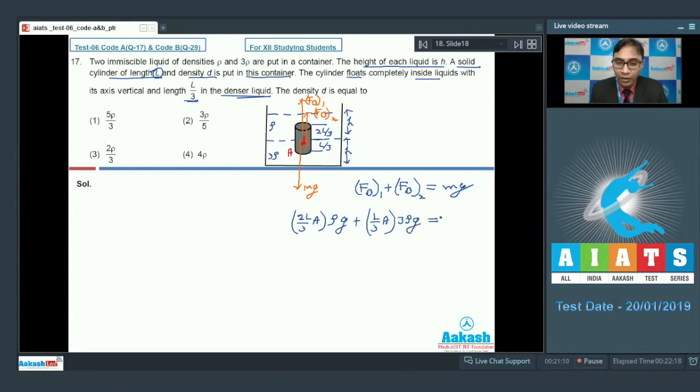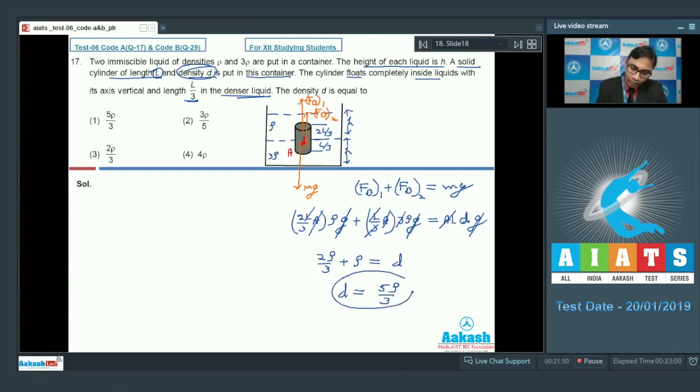And what will be the total weight? The total weight will be total volume into the density of the cylinder into g. The total volume is area into total length, that is AL, and the density is D into g. As you can see, AL will cancel out and g will cancel out. So we get 2 rho by 3 plus 3 rho by 3, that is rho, equal to D. So the density of the cylinder will be equal to 5 rho by 3. So our option number 1 will be the correct choice.